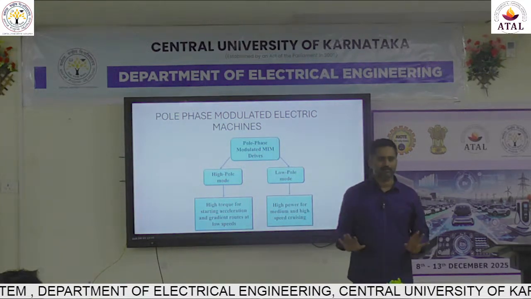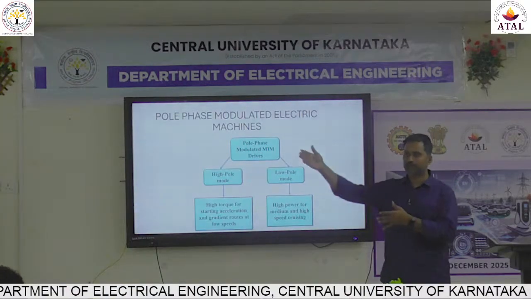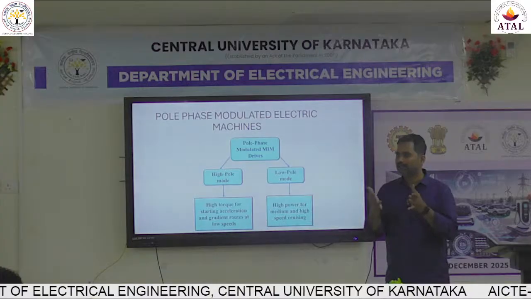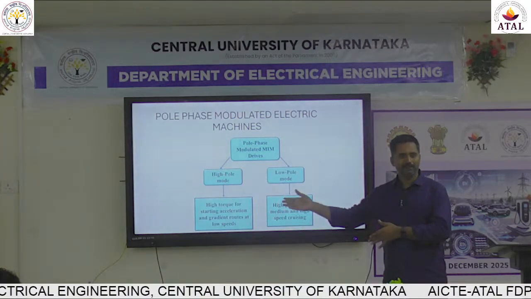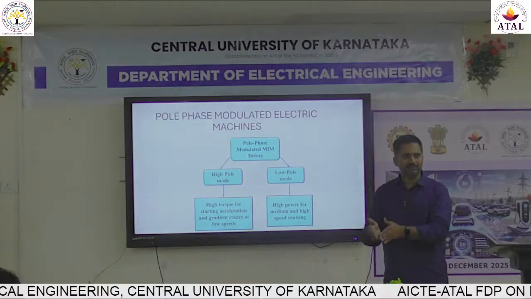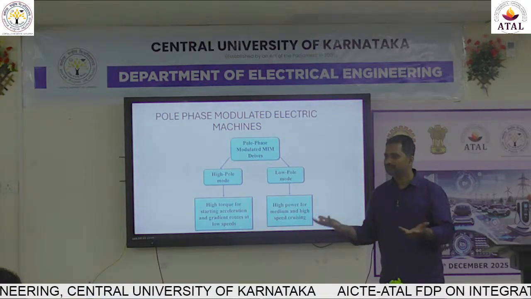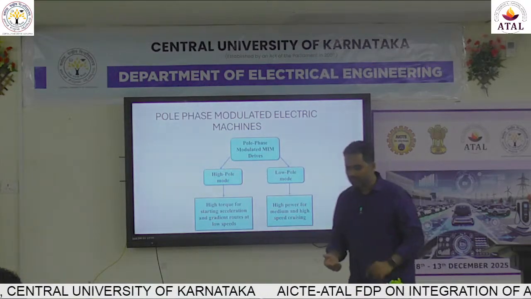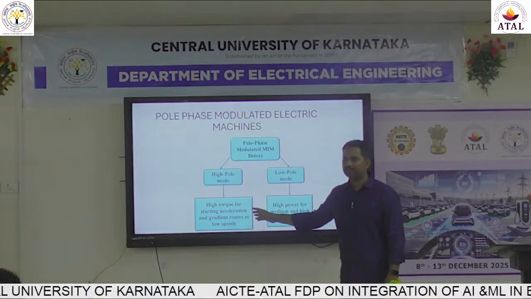It is very simple. Speed is equal to NP by 120, and speed into torque is equal to power. If the number of poles increases, speed comes down. If speed comes down and power is constant, torque has to increase, and vice versa. Now how do we do that? Why is this very important for us in electric vehicles?